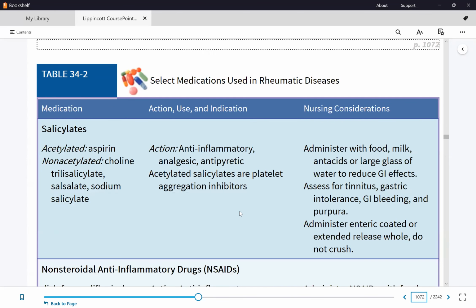Okay. So here are your drugs. Notice the title doesn't say rheumatoid arthritis, right? It just says rheumatic diseases because they cover lupus, they cover systemic sclerosis, they cover multiple sclerosis, and then rheumatoid arthritis. Okay, because those are all rheumatic disorders or diseases. So NSAIDs, we really don't give aspirin anymore.